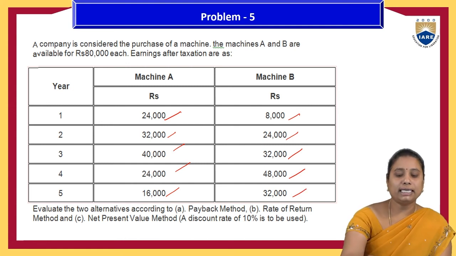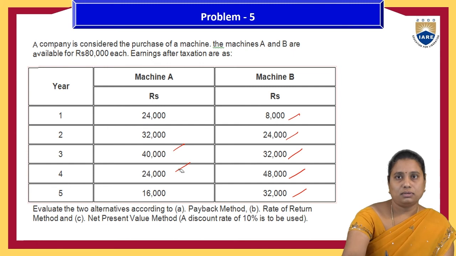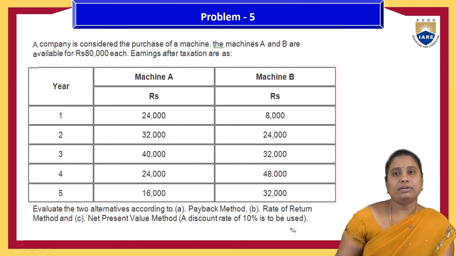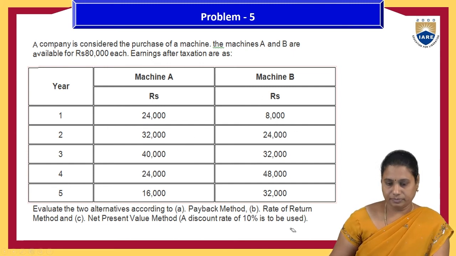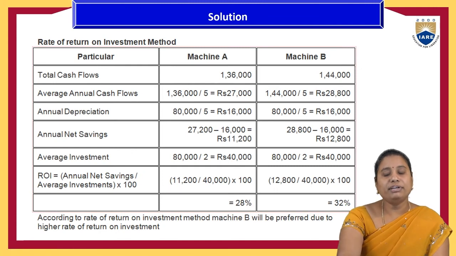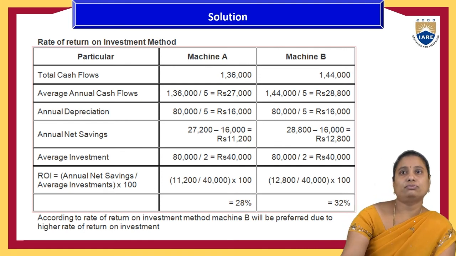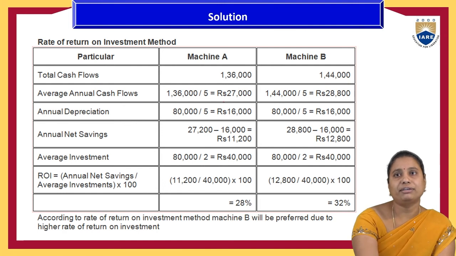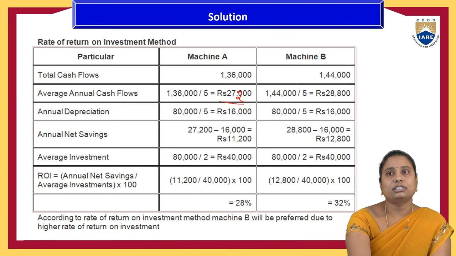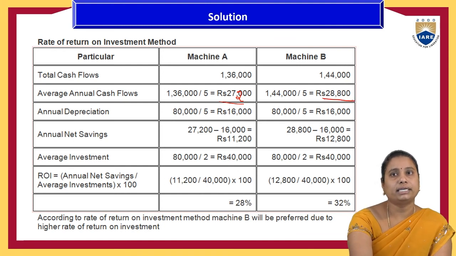So here we need to calculate the average rate of return. The rate of return on investment method, if we see, cash flows for machinery A total 1,36,000. For machinery B it is 1,44,000. So the average annual cash flow is 1,36,000 divided by 5, it will be 27,200 rupees. And for machinery B, 28,800 rupees.